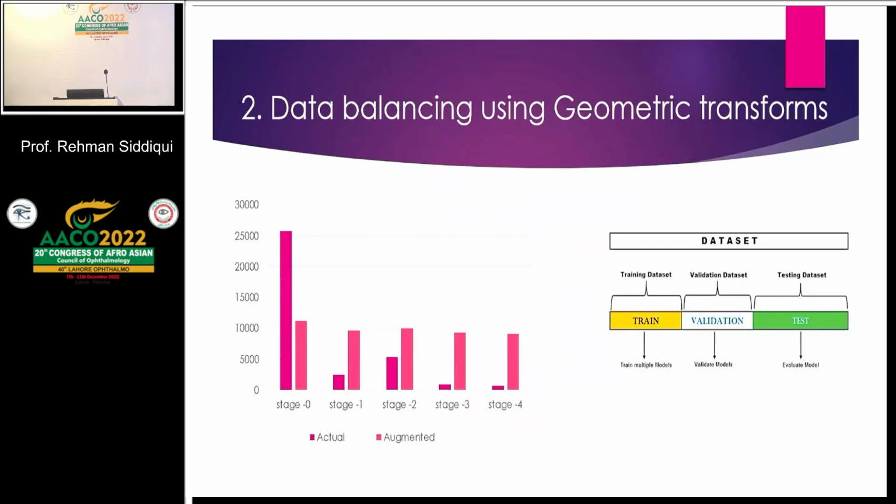Okay, here you can see that this dataset includes almost 25,000 images for stage 0, almost 2,500 images for stage 1, 5,200 images for stage 2, almost 900 images for stage 3, and 700 images for stage 4. So these numbers clearly show the class imbalance of images.